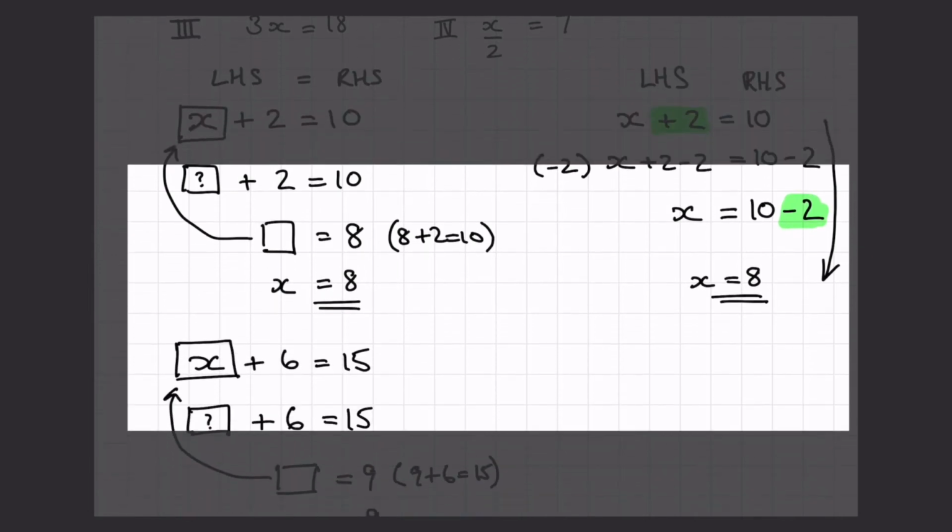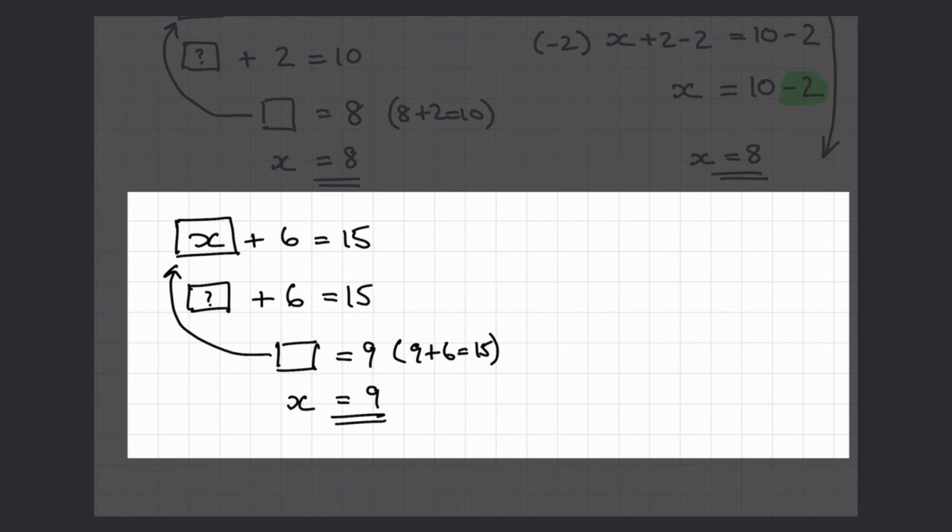Let's look at the next one. So here's our left-hand side. So we have x add 6 is equal to 15. Here's our left-hand side, and here's our right-hand side. We're going to end up with x is equal to 9.